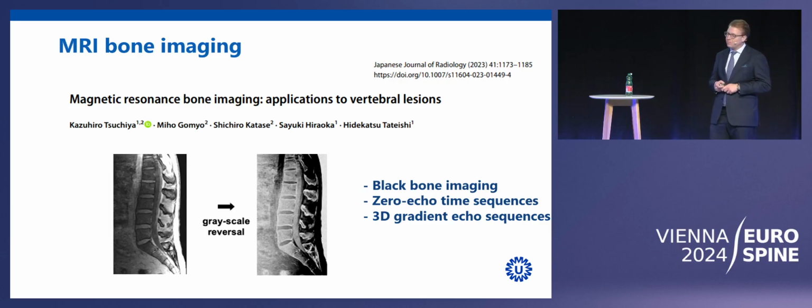So there is MRI bone imaging. There are various ways to create an image of the bone via MRI. These are techniques that are similar to a filter on your smartphone when you take a picture. So that's black bone imaging, zero echo time sequences, 3D gradient echo sequences, and they create images like this, where you can visualize the bone.